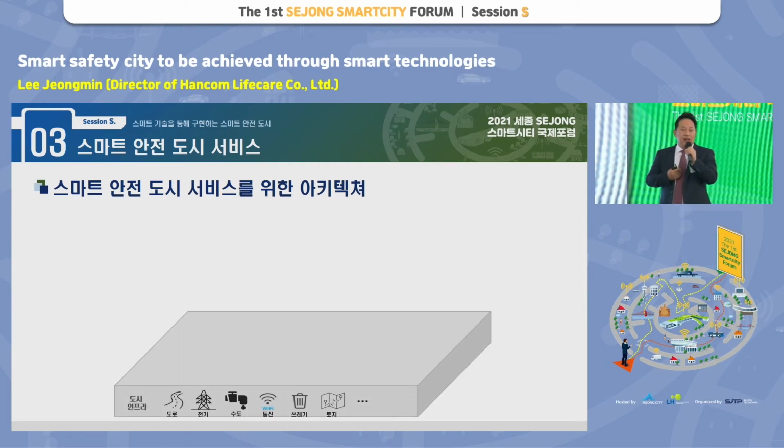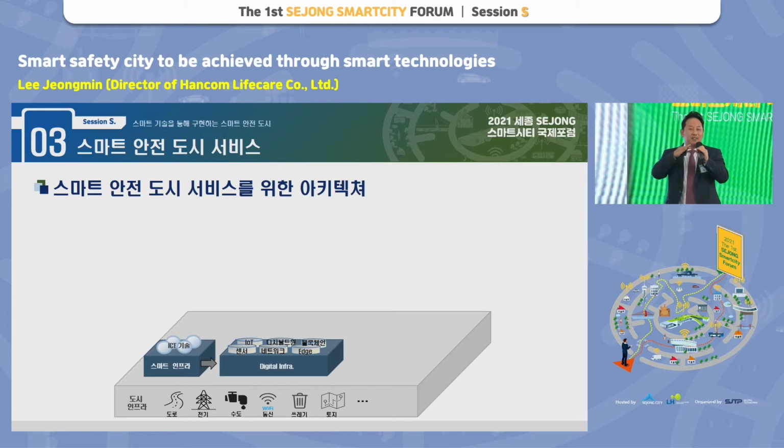So let me talk about the architecture pertaining to the smart safe city services. There is a lot of infrastructure available in the city: road, electricity, communication and transport, and garbage collection. Smart safe city means to efficiently manage and administer this urban infrastructure.